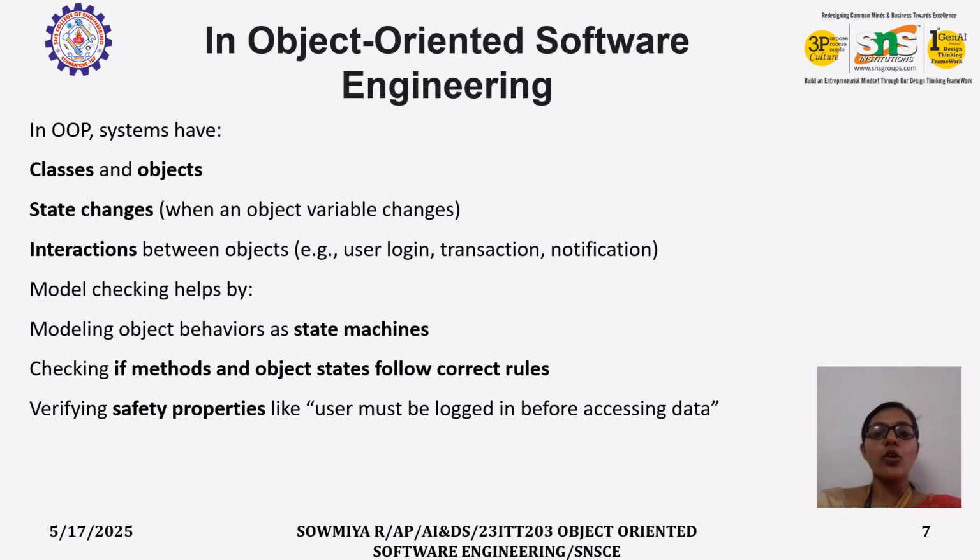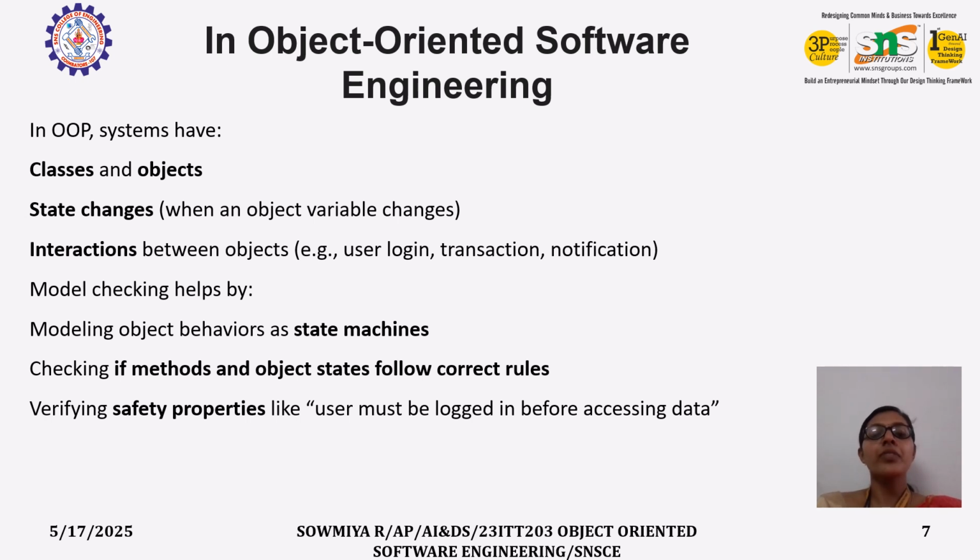In object-oriented software engineering, now let's connect model checking to object-oriented software. In an object-oriented programming system, behavior is represented through objects and classes. Then state changes, for example changing the login status of a user. Then interaction between the components, for example a user logs in, places an order and gets a notification. These interactions can be modeled as state machines.